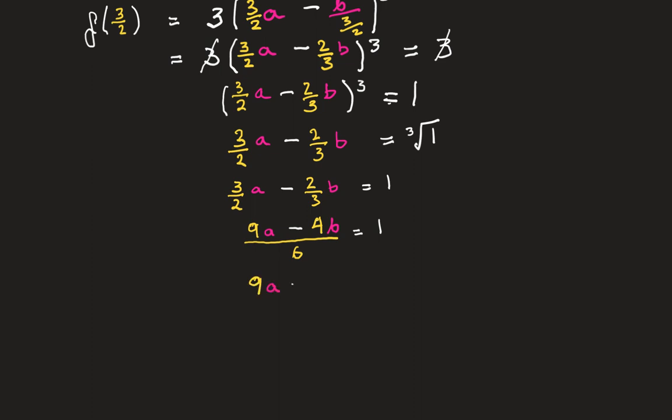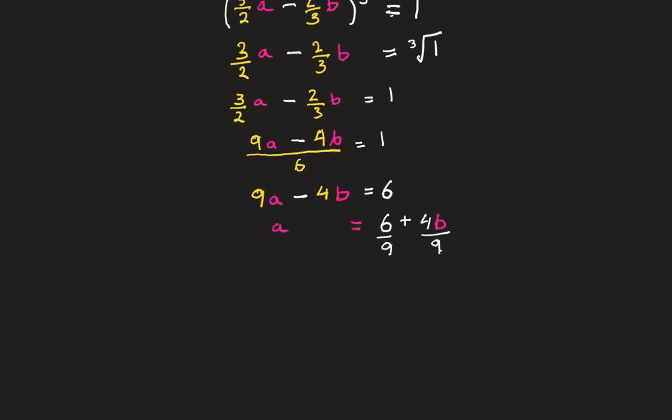So 9a minus 4b is equal to 6, and therefore a is equal to 6 over 9 plus 4b over 9. I can cancel 6 and 9 and make it 2 on 3, and the 4b over 9 just stays as it is. And so we found a in terms of b, but that's not enough.